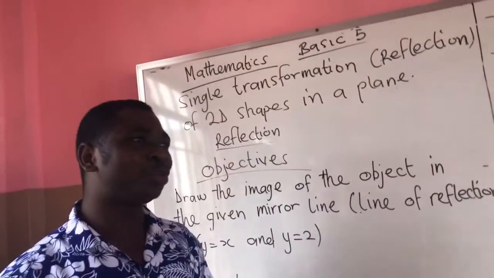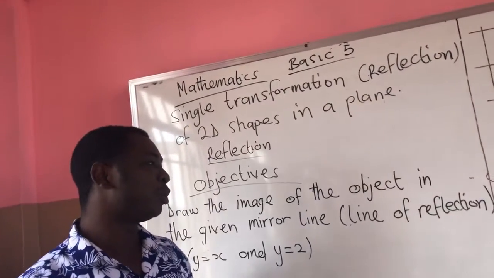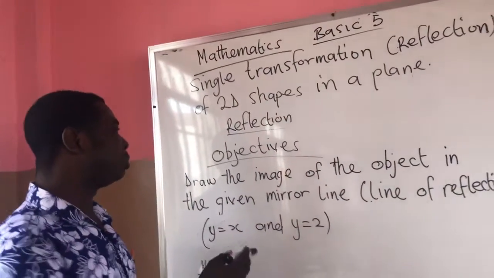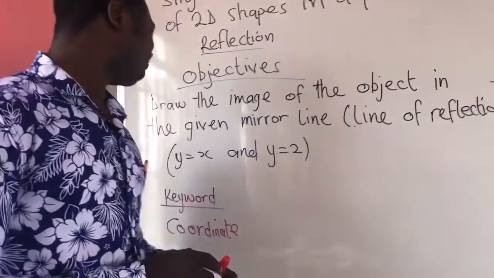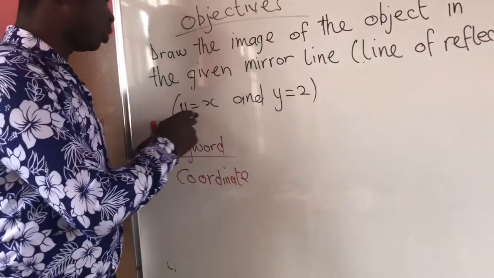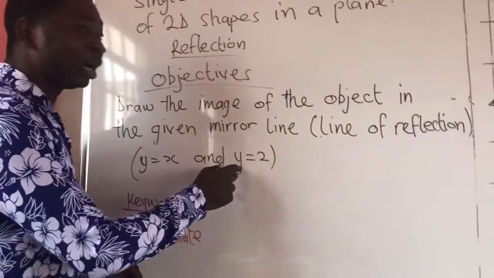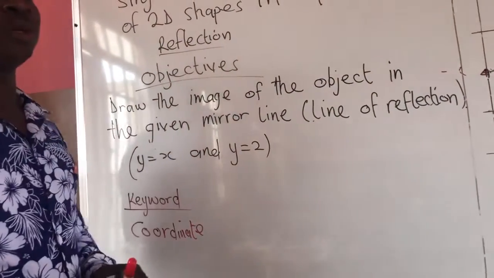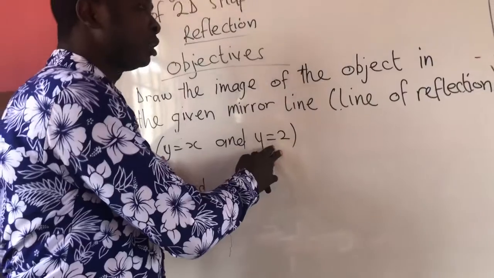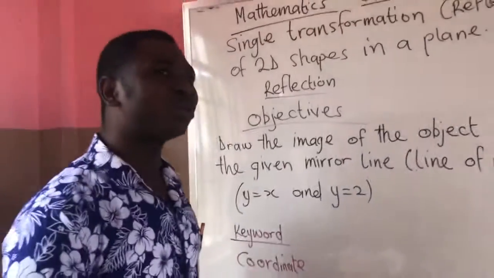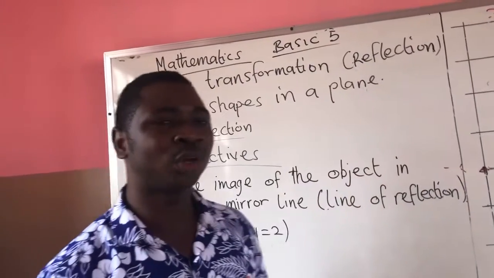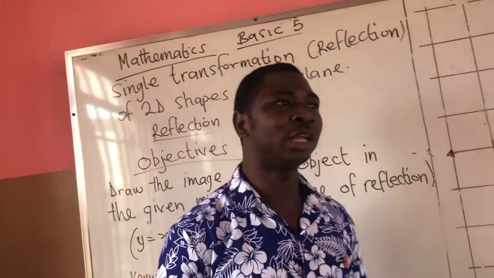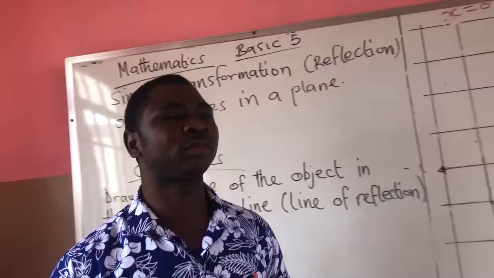So after lesson 2, now we want to draw the image of the object in the given mirror line, that's y equals x and then y equals 2. Before we draw this one, we will talk about how to identify coordinates on the graph sheet.